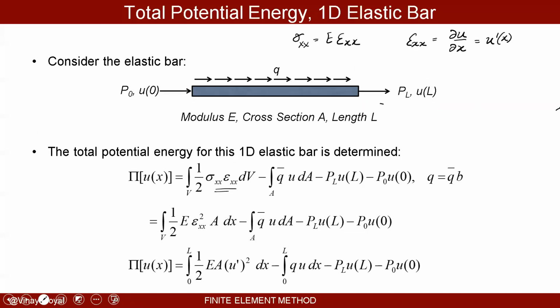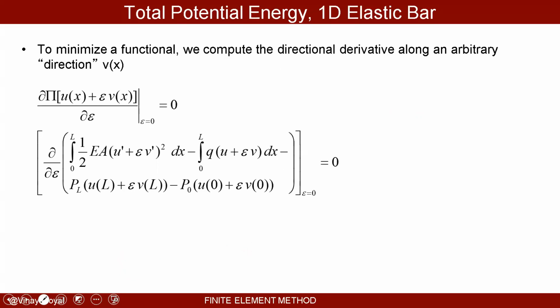And so how do I find U? How do I find U that minimizes pi? I want to find U that minimizes pi. The idea is to minimize a functional. We have to find u that minimizes pi. How do we do that? The idea here is to compute the directional derivative along an arbitrary function v.